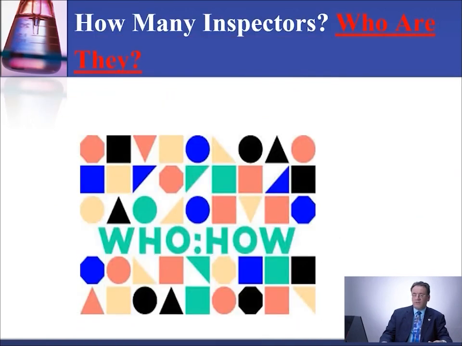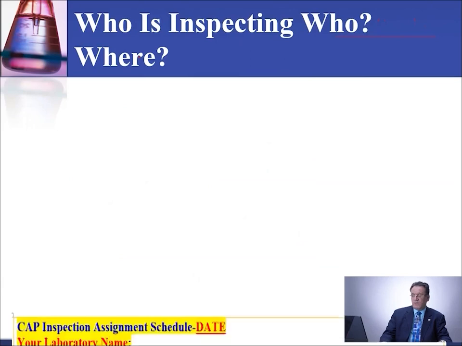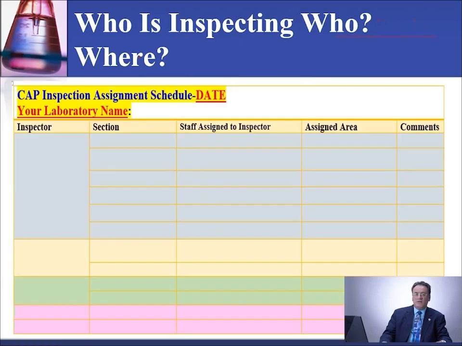So like I said, who are they? If you have an announced inspection or are outside the US, you know exactly who they are and what they will be inspecting. If you are in the US, you will not know who they are till they get there. Who's inspecting who and where? Again, if you are in the US, you don't know till they get there, so you have to work it out between you and the team leader.